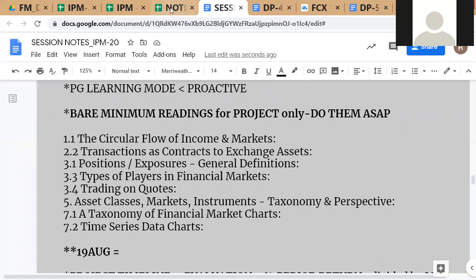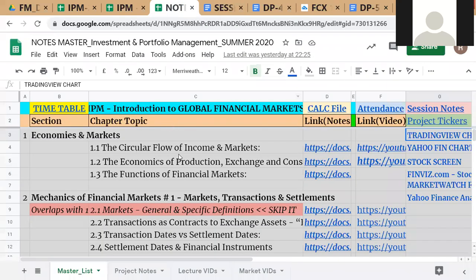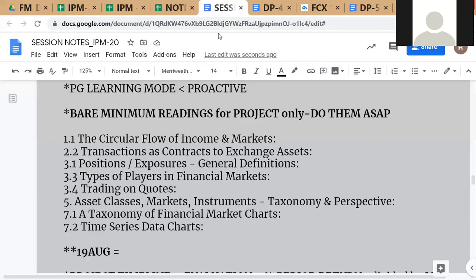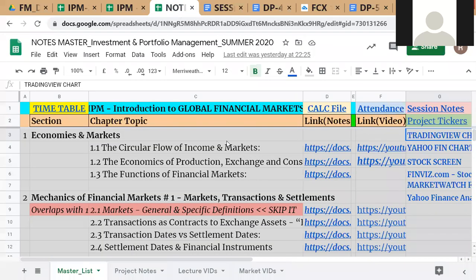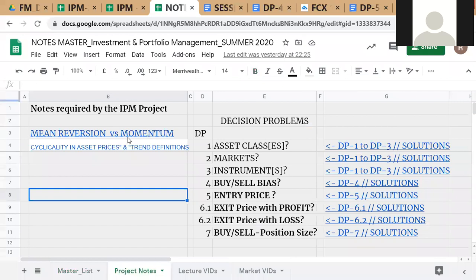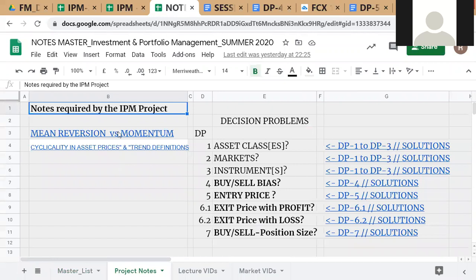Okay, so that's your first two levels: the ideal sequence of notes, and the time-pressure-based bare minimum readings for the project. Then I've created a separate file where I'm trying to put in all the notes. This is not an exhaustive list, so make sure you follow the session tracker. I'm trying to make this exhaustive. I will add other notes here, but mainly right now we are focused on these decision problems.